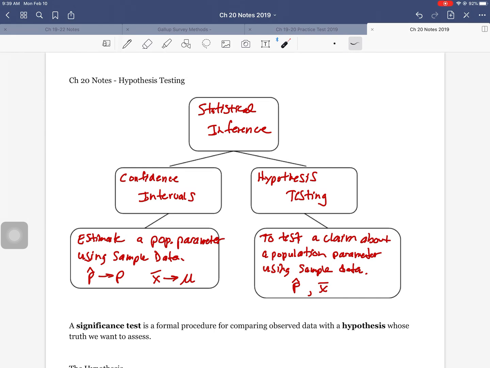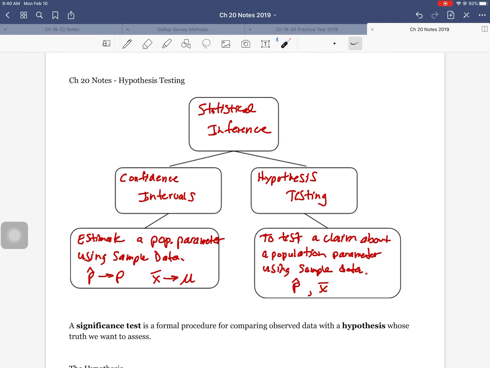Now, for confidence intervals, right below this in the flowchart, a confidence interval is used to estimate a population parameter using sample data. So we're looking for a population parameter, we take a sample, and then we compute the interval in order to give us an estimate of the population parameter. And we use p-hat when we're trying to find a population proportion, and we use x-bar when we're trying to find a sample mean, or a population mean. We'll be doing the sample mean stuff next trimester.